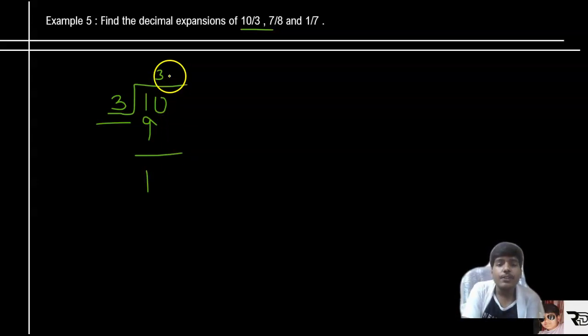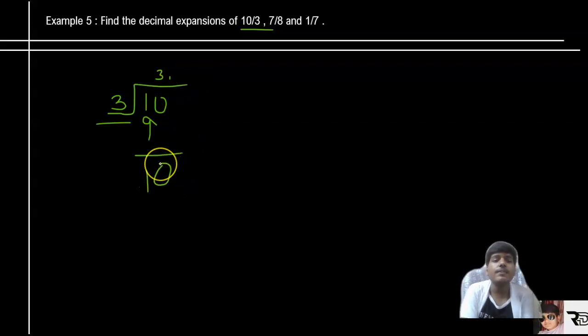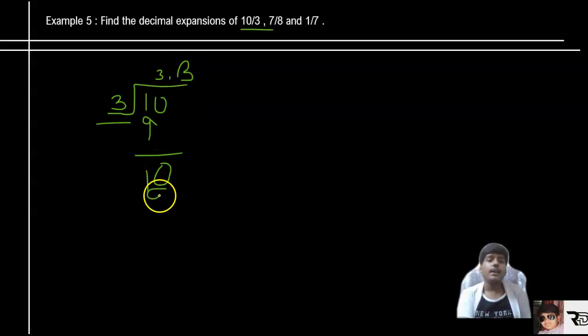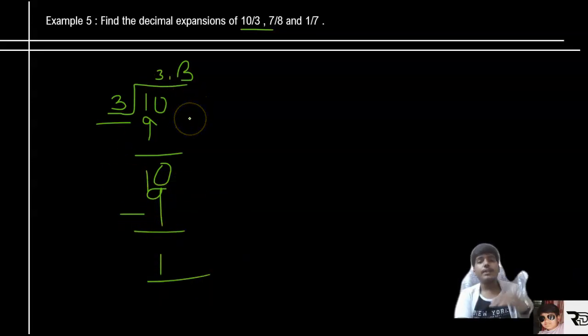Alright, so now I'll put a point over here. Since I put a decimal, I can get a 0 again. Now this is very, very common. If I'm getting the same digit back again, I'll use the same quotient, which is 3. Again, I'll write 9 over here. 10 minus 9 again gives me 1. So again, the same scenario will keep on going and going.